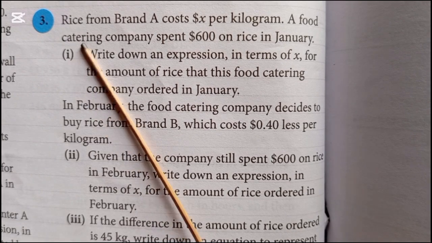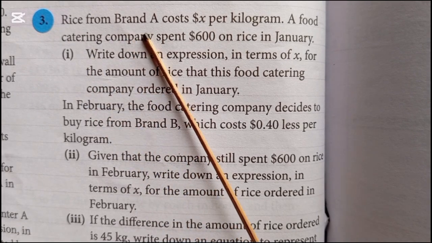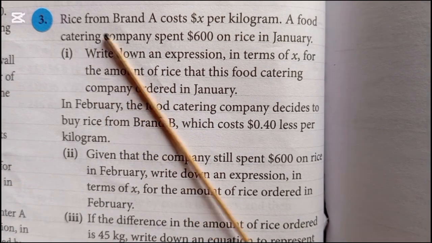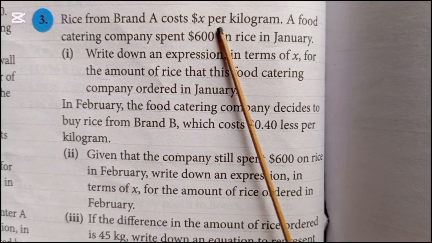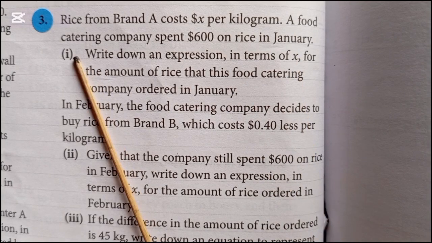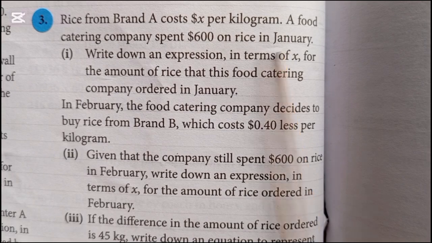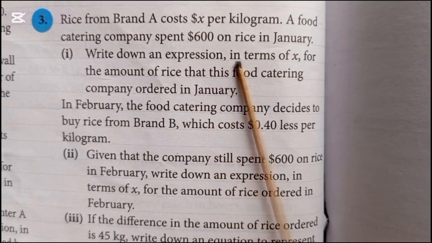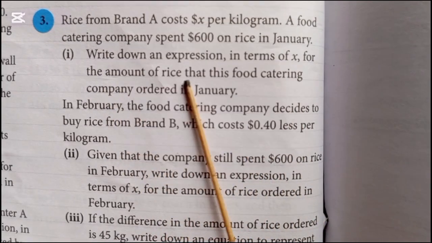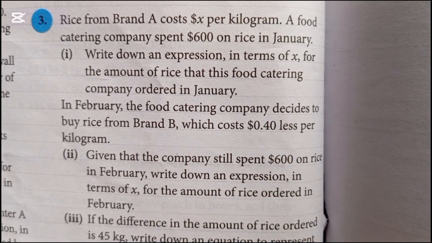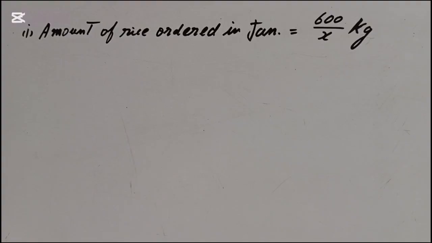Rice from brand A costs X dollars per kilogram. A food catering company spent $600 on rice in January. Write down an expression in terms of X for the amount of rice that this food catering company orders in January. Amount of rice ordered in January equals 600 divided by X kgs.